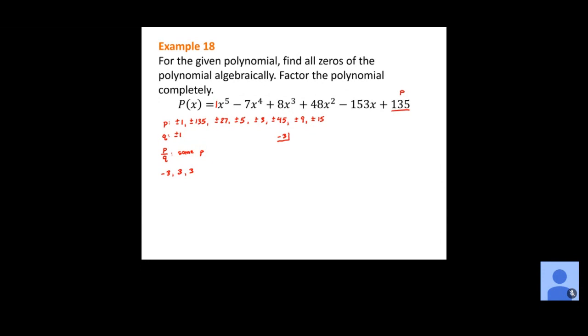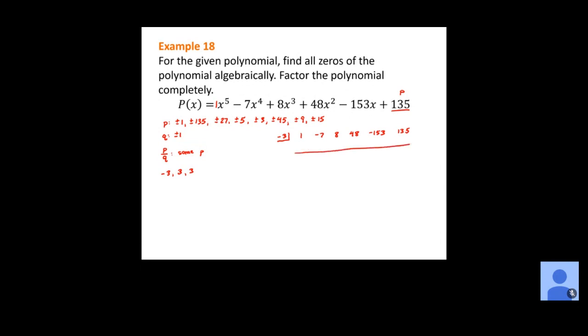Not this time, right? But just keep that in mind. If you ever have any missing terms, always put zeros in their place. This time, though, I can just list them in order. So we're going to have +1, -7, +8, 48, -153, and 135.